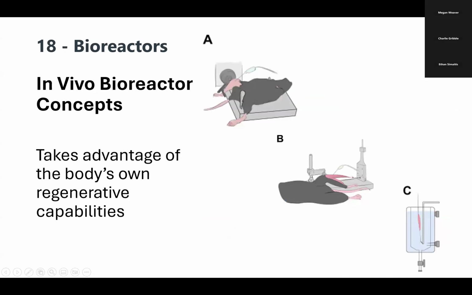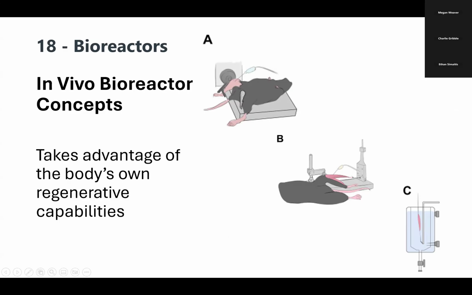Moving on to in vivo bioreactor concepts, these use the body itself as the environment to mature engineered muscle constructs. For example, researchers might implant a scaffold seeded with myogenic cells into a well-vascularized area, like under the skin, to allow host cells and vasculature to infiltrate that construct before it's transplanted to the injury site. Some advanced strategies use arteriovenous loops to pre-vascularize the construct in vivo, giving the muscle a functional blood supply before it's moved to repair a volumetric muscle loss defect.